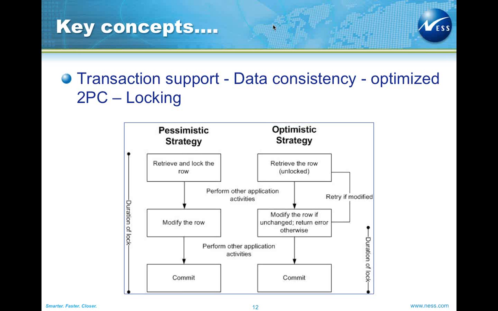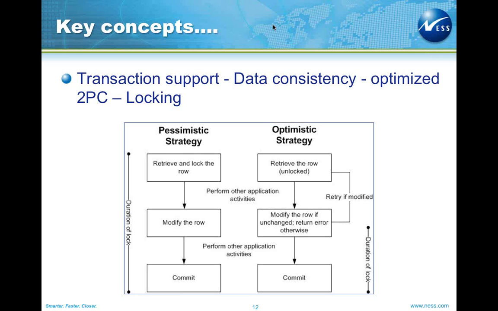Infinispan makes use of the optimistic strategy as the default, wherein you retrieve the row without the lock, you modify the row, and if none of the participating nodes object to a commit, you acquire the lock and then go ahead and commit. Whereas in case of a pessimistic strategy, you retrieve the lock on the row up front, modify the row and commit. So in case of pessimistic, the duration of the lock is longer. As a result, the wait operations by other transactions would be more.